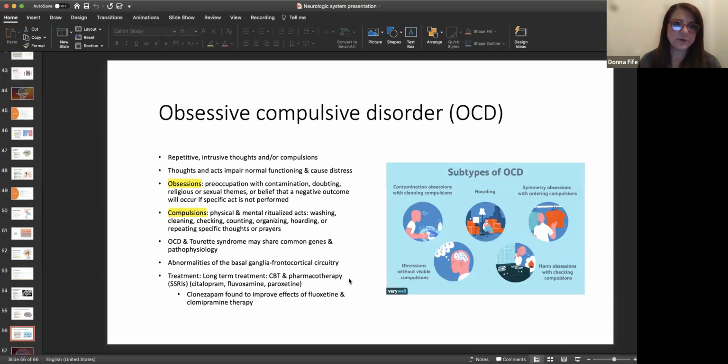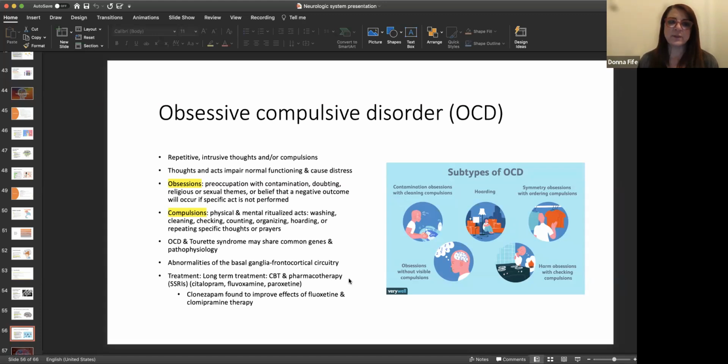Obsessive compulsive disorder: repetitive intrusive thoughts and/or compulsions. Thoughts and acts impair normal functioning and cause distress. Obsessions involve preoccupation with contamination, doubting, religious or sexual themes, or a belief that a negative outcome will occur if a specific act is not performed. Compulsions are physical and mental ritualized acts such as washing the hands, cleaning certain things, checking, counting, organizing, hoarding, or repeating specific thoughts or prayers.